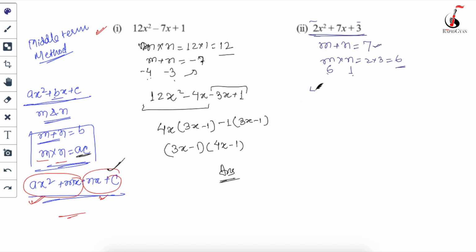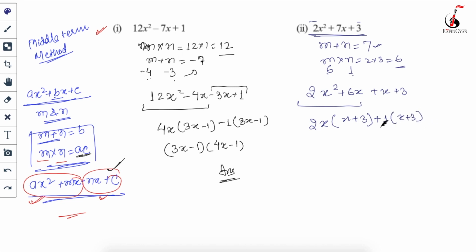So now this I can further write like this: 2x square plus 6x plus 1x plus 3, correct? From these two terms I can take 2x common. If I take 2x common, what will I get? I will get x plus 3, correct? And from these two terms, if there is nothing to take common, you can always take 1 as common. So here I will get x plus 3.